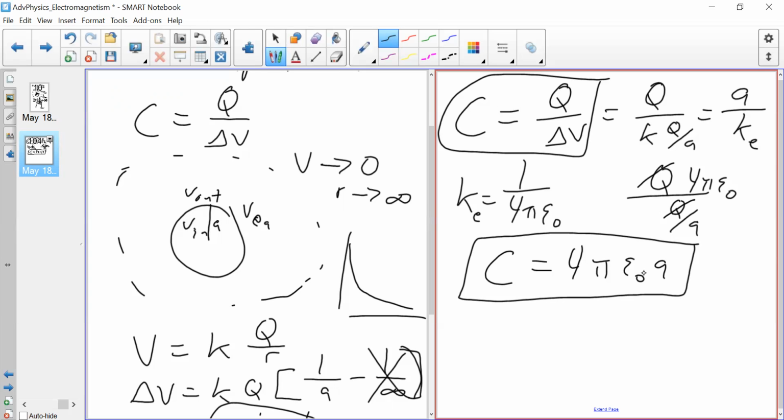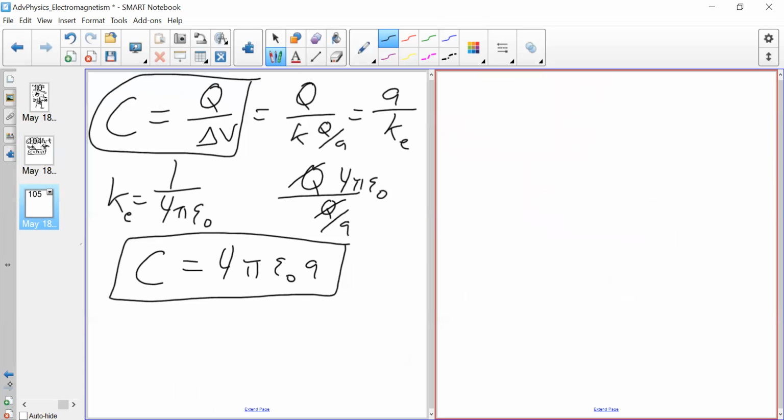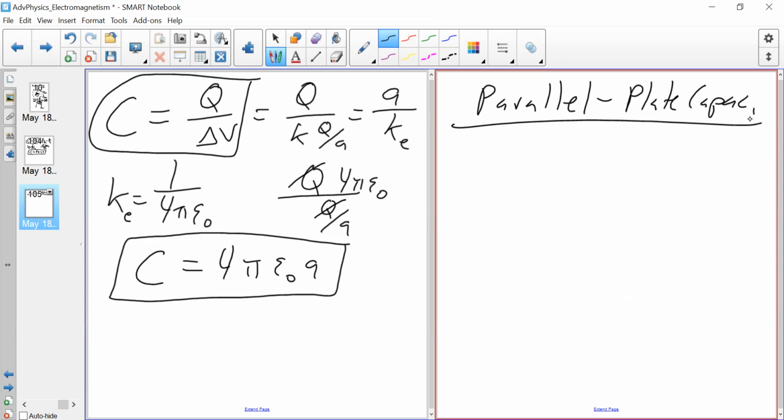Now, let's go to parallel plate capacitors. So I have two plates, charge Q, negative Q. Now each plate has a surface area, right? We can just kind of idealize it like something like this.